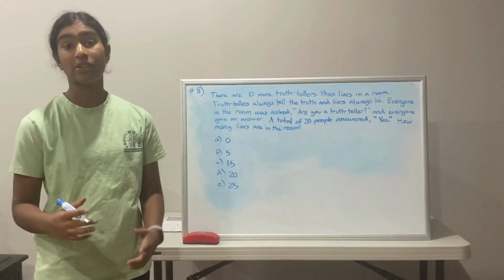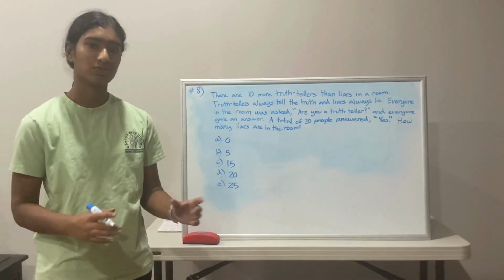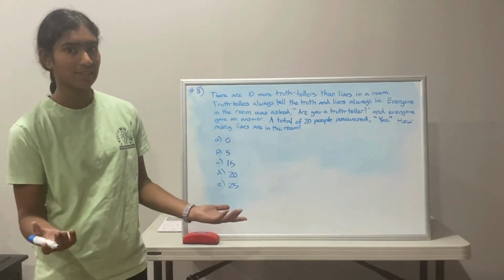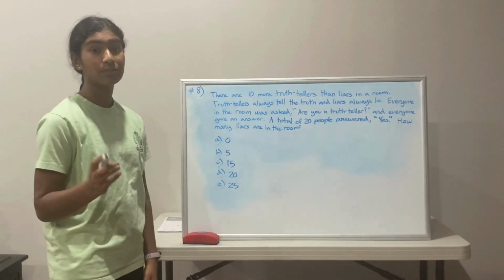So one thing we know is that there are 20 people in total, because truth tellers will say yes and liars will lie, so they'd say yes too. So everyone says yes. So let's write this down in an equation.